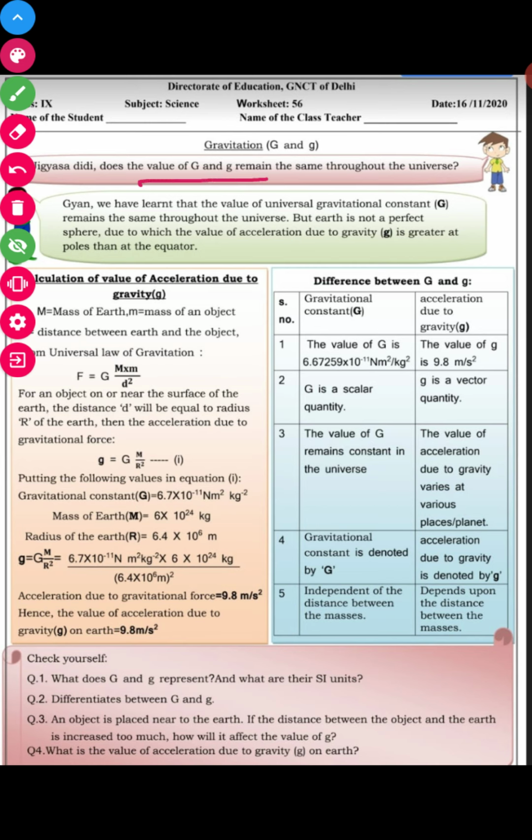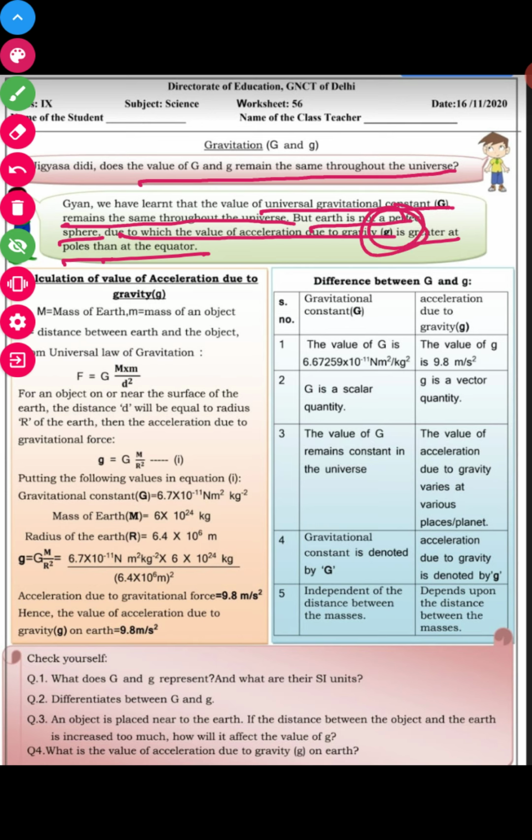Gyan wants to know whether the value of G and g remains constant throughout the universe. Then Didi explained, no, the value of the gravitational constant remains the same throughout the universe, but the earth is not a perfect sphere. As we have discussed in our previous worksheet also, due to which the value of acceleration due to gravity is greater at the pole than at the equator. So the value of g is greater at the pole as compared to the equator. Keep in mind, because questions related to this concept usually come in your exam.